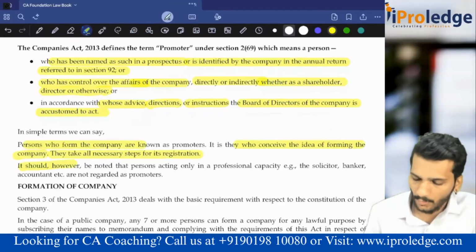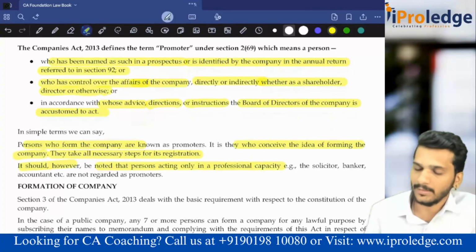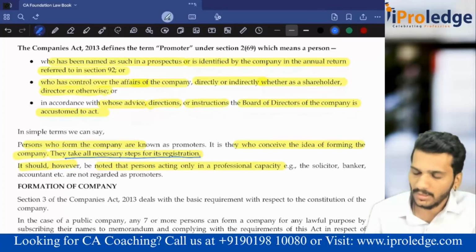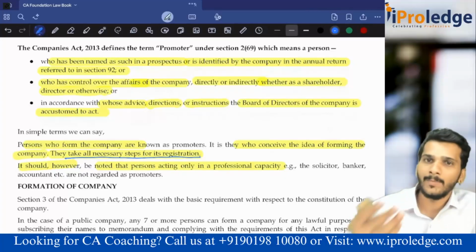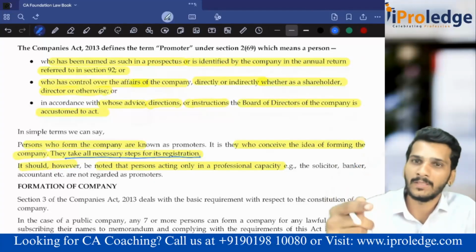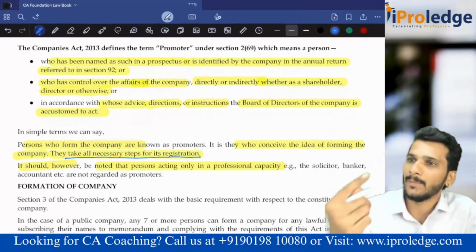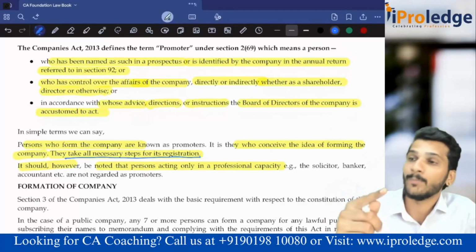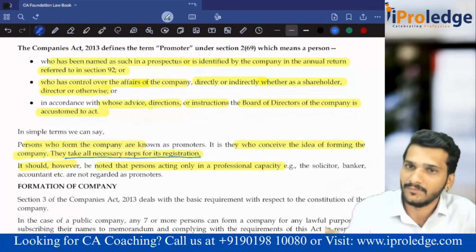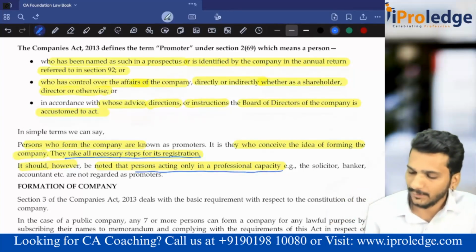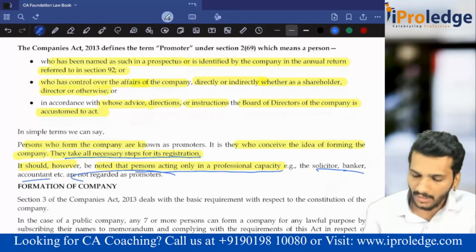It should, however, be noted that a person acting only in a professional capacity is not a promoter. The common person may not have the technical knowledge for incorporating a company, so they take the help of a CA, CS, or CMA. Just because I do all the necessary steps to incorporate a company, I am not a promoter; I am doing it in my professional capacity. Solicitor, banker, accountant acting only in professional capacity are not regarded as promoters.